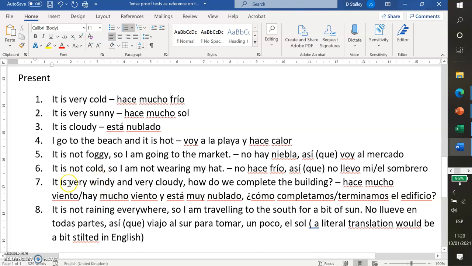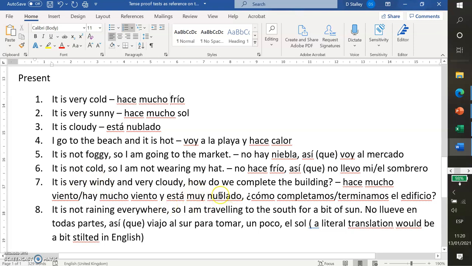And then the second to the last one, the penultimate one, is very windy and very cloudy. How do we complete the building? So I wanted to try and put a question format in here. So for wind, we could say hace mucho viento. So we use the verb hacer, where we put mucho, meaning very. So there's lots of wind. Or this one here, we could just say hay mucho viento. So there's a lot of wind as well. But it doesn't use muy like it seems to be in English, right?